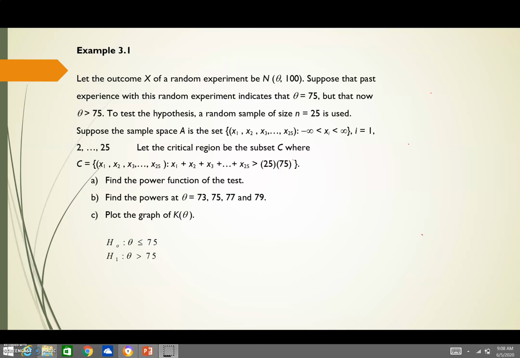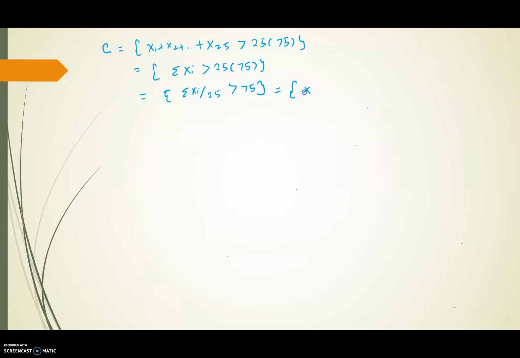In this case, our critical region C can also be written as x1 through x25 with the sum greater than 25 times 75. It is the same thing if we write summation xi greater than 25 times 75, which can be written as summation xi divided by 25 greater than 75. So we have x bar greater than 75. That means our rejection region C is defined as x bar greater than 75. If x bar is less than or equal to 75, this is called the acceptance region, so our acceptance region C prime is x bar less than or equal to 75.